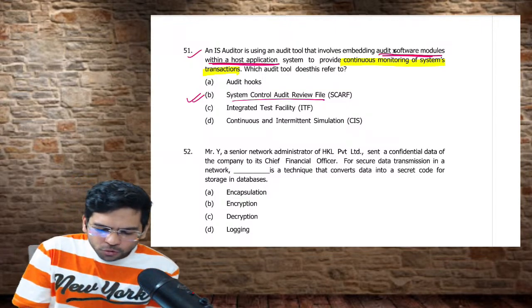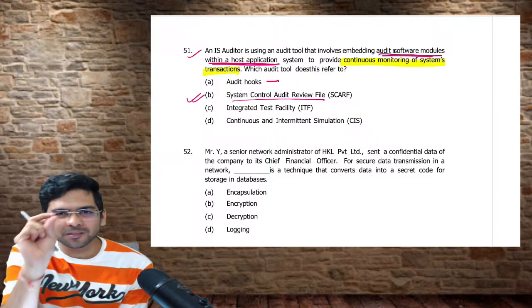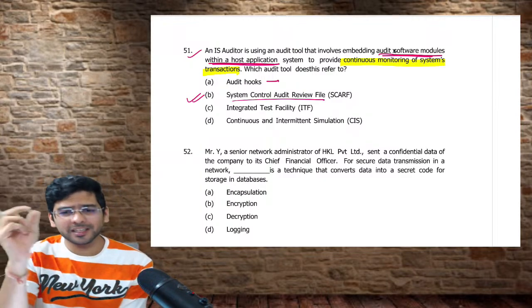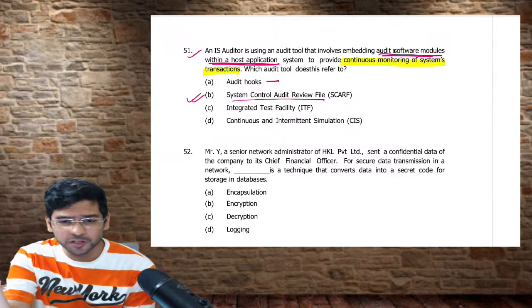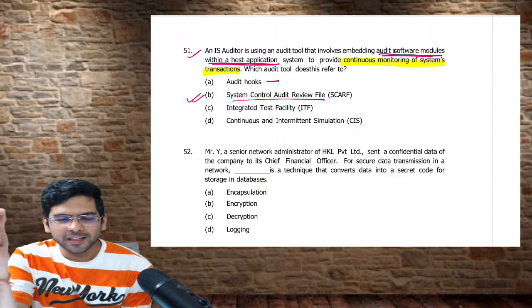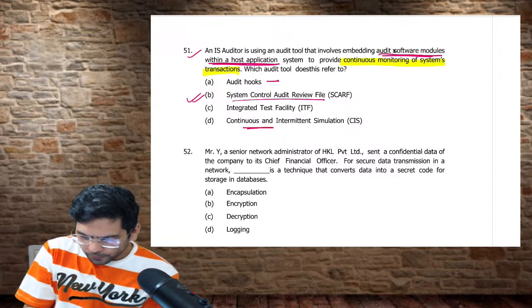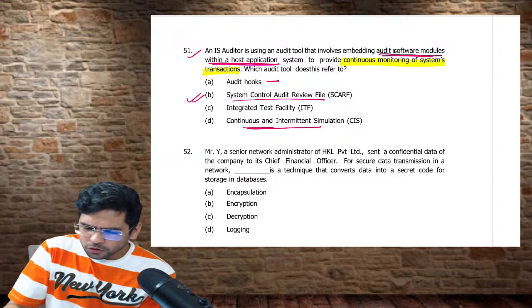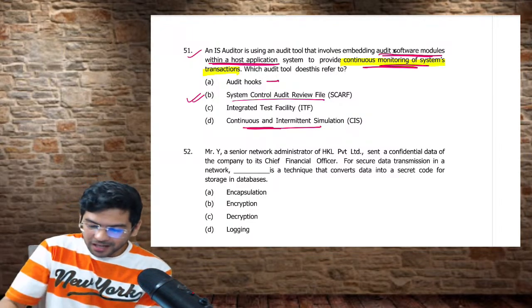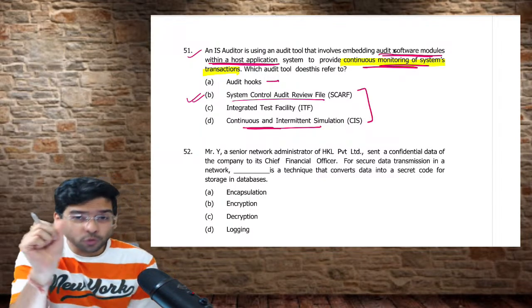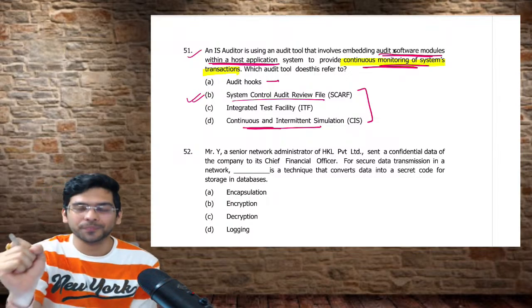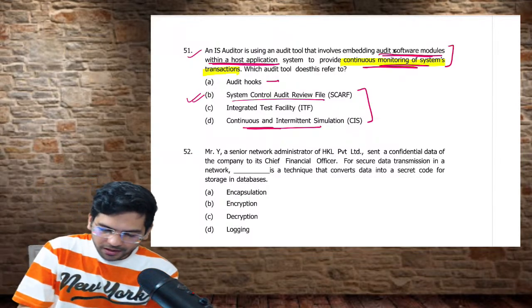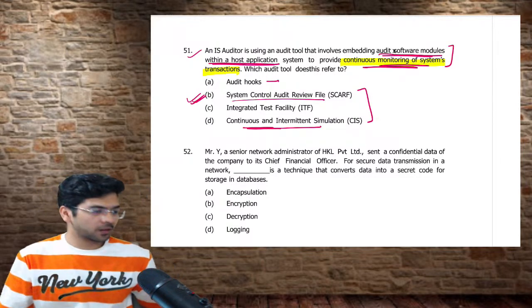Audit hooks is only for suspicious transactions. It marks and sends alerts to the auditors if any transaction is of suspicious nature. And CIS is also okay. It is also used for continuous monitoring, but SCARF and CIS have a difference. CIS is only used when the application software uses a database management system. So as per this question, the correct answer is SCARF.